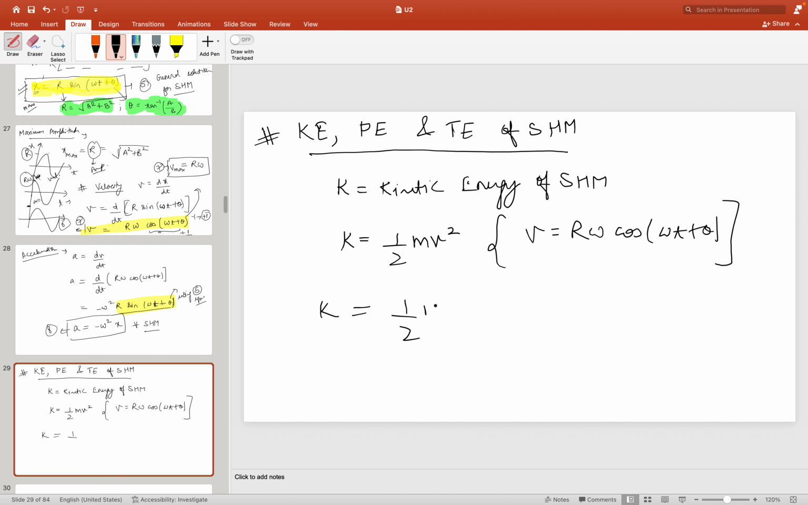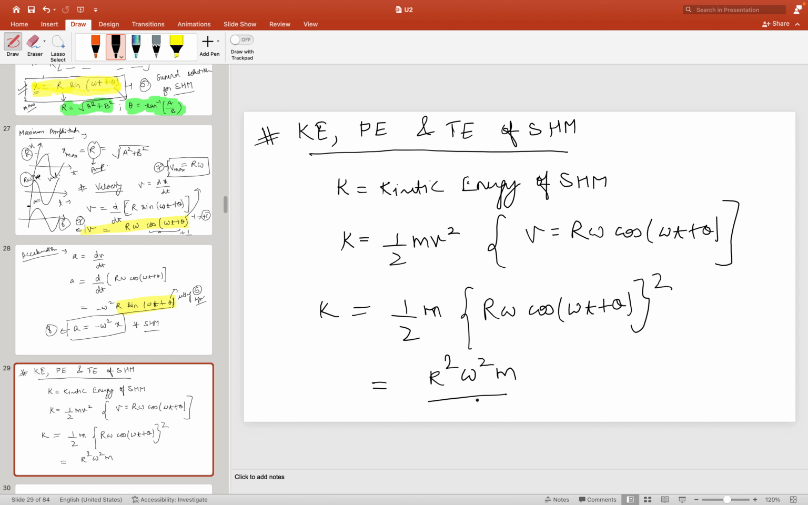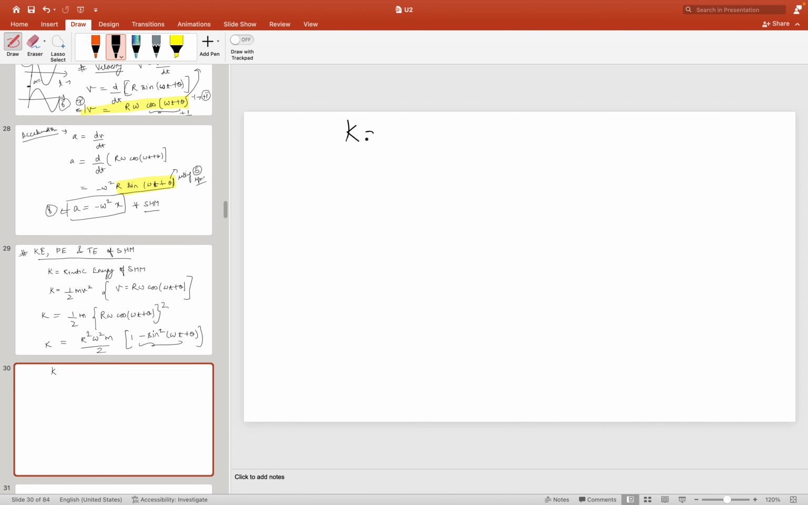So I will put the value V is equal to R omega cos omega t plus theta. Once you put the value, it will be half mv square, so R omega cos omega t plus theta whole square. R square omega square m comes out, and cos square can be written as 1 minus sine square. So let us write in the format 1 minus sine square omega t plus theta. Okay. Now let us shift to the next page. So kinetic energy is equal to m omega square upon 2.